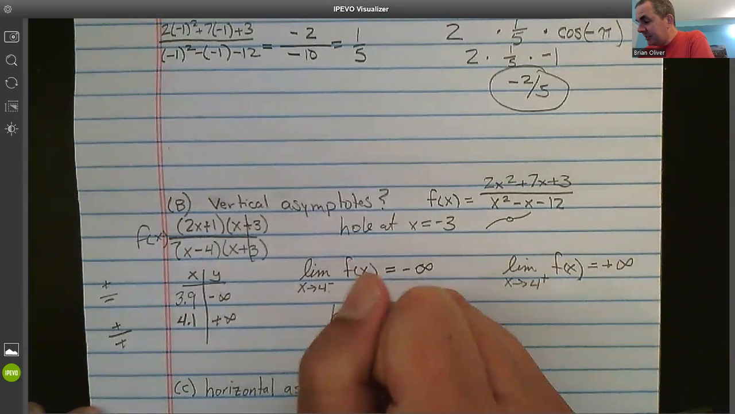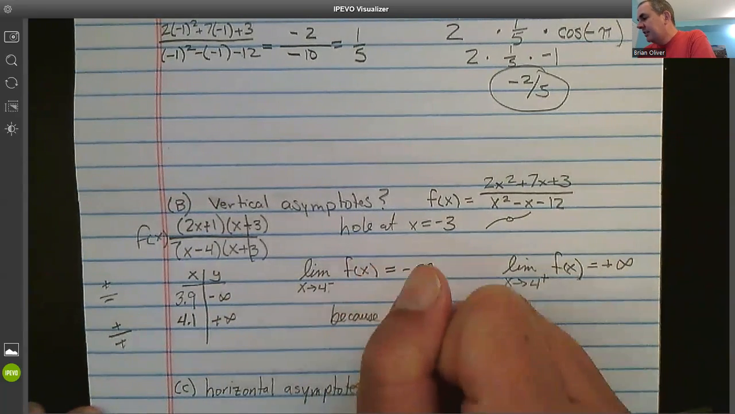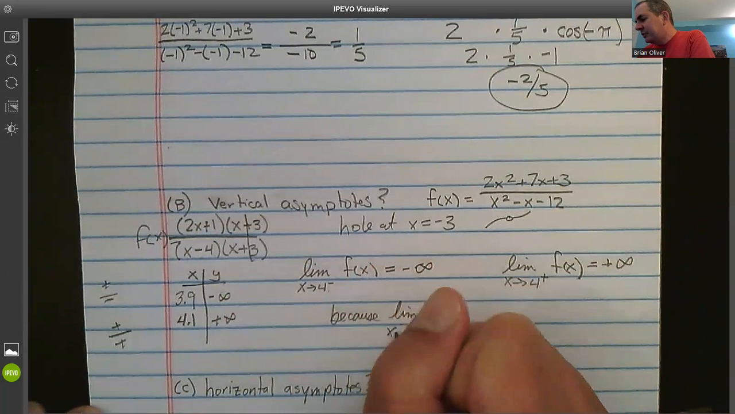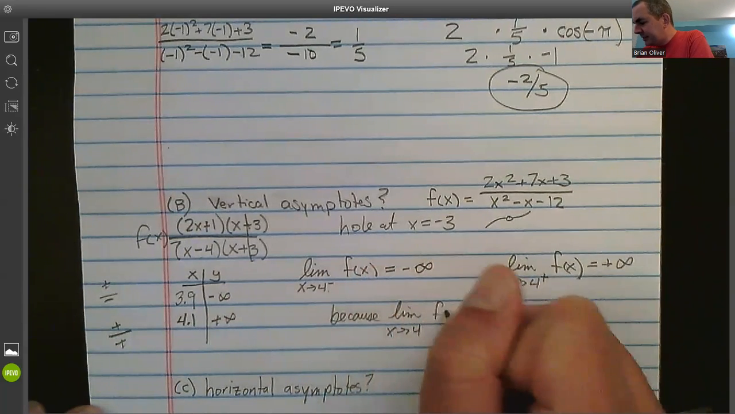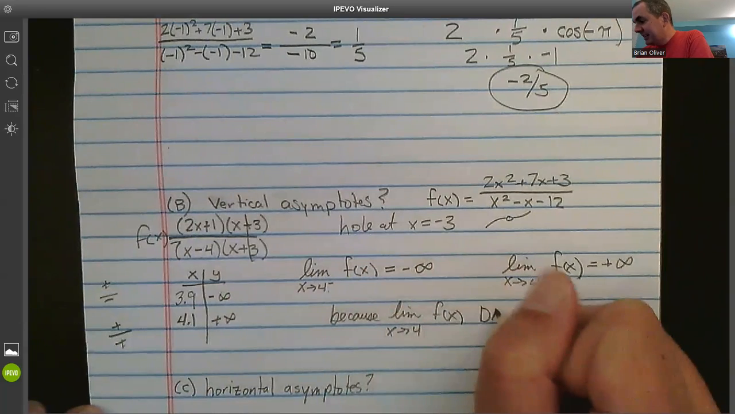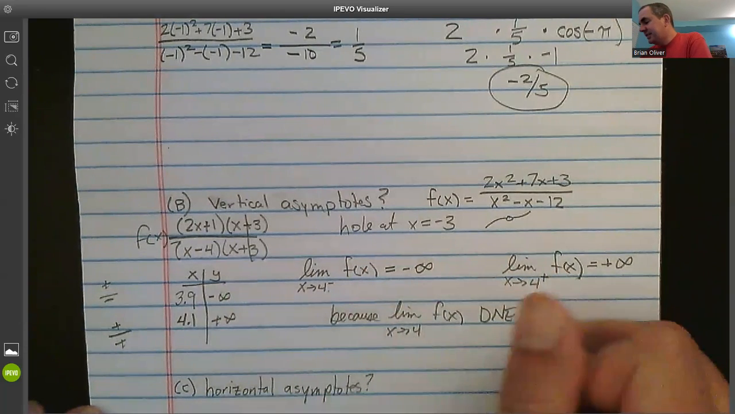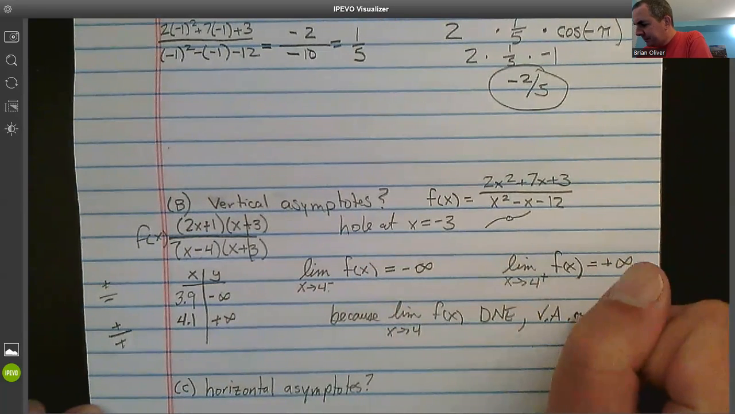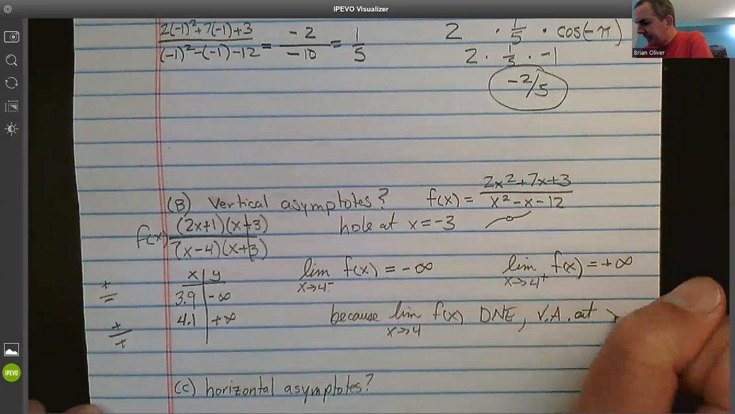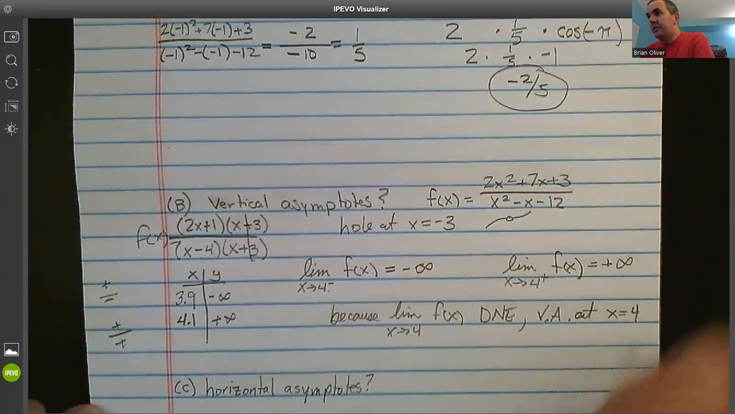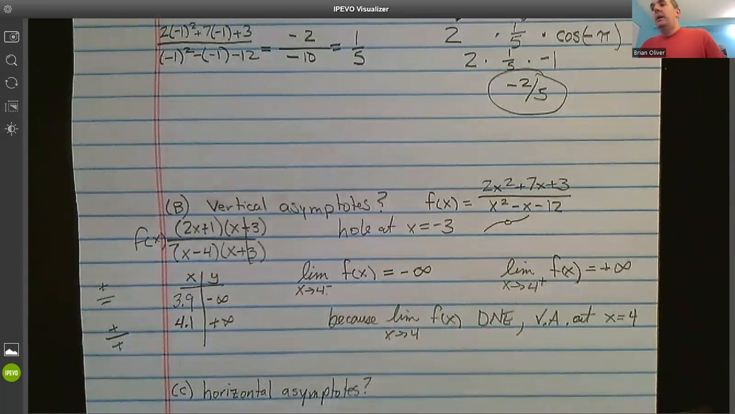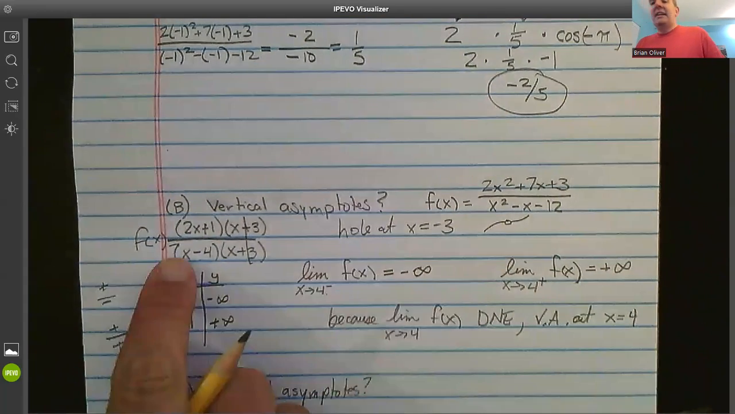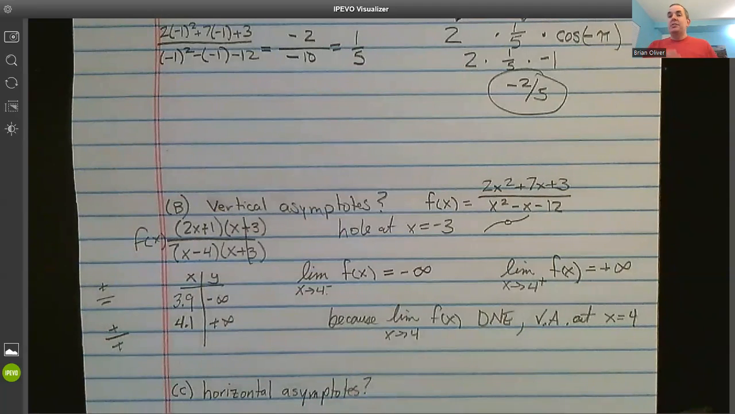And because the limit as x approaches 4 of f of x does not exist, that's what infinity means, it does not exist, there is a vertical asymptote at x equals 4. That's how we prove it. So it's not because it made the denominator 0. Yeah, that's how we initially learned it.